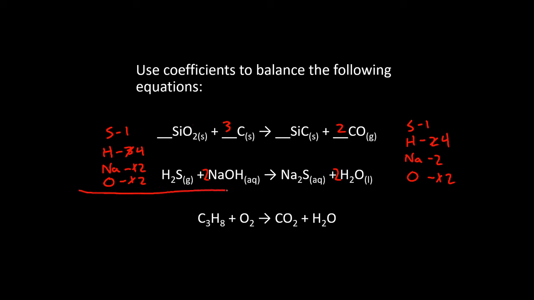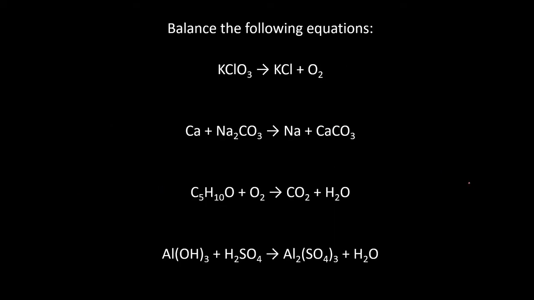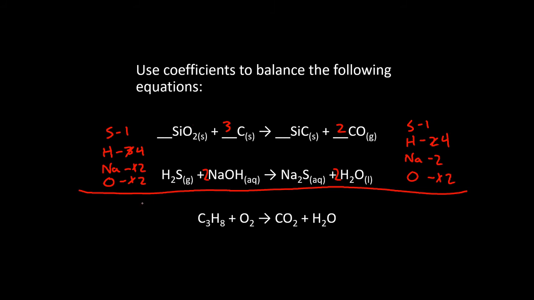Alright, let's do another one of these together, because I believe there's some more examples here in the next slide. So I'll let you do some of those on your own, but for this one, let's go ahead and do this one together. So this one is a little bit simpler in that there's only 3 different elements: carbon, hydrogen, and oxygen on both sides. If we look at what we have, initially we have 3 carbons, 8 hydrogens, 2 oxygens on the left, 1 carbon, 2 hydrogens, and 3 oxygens on the right.